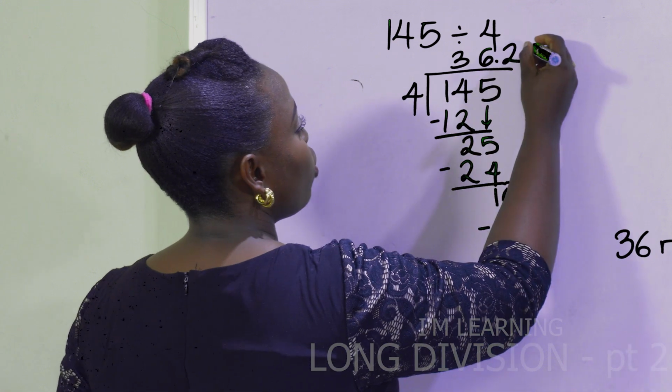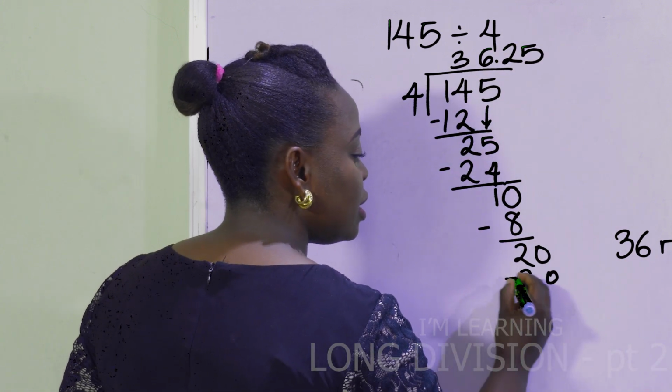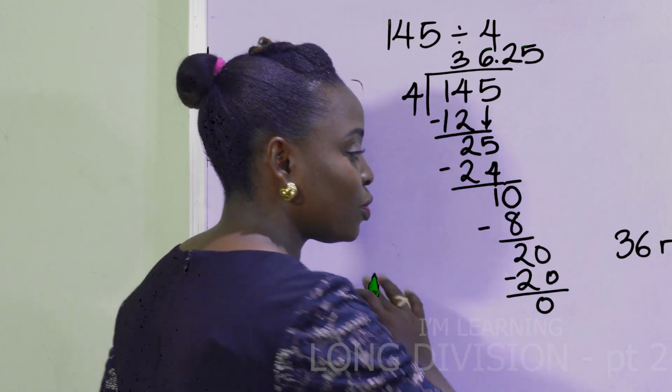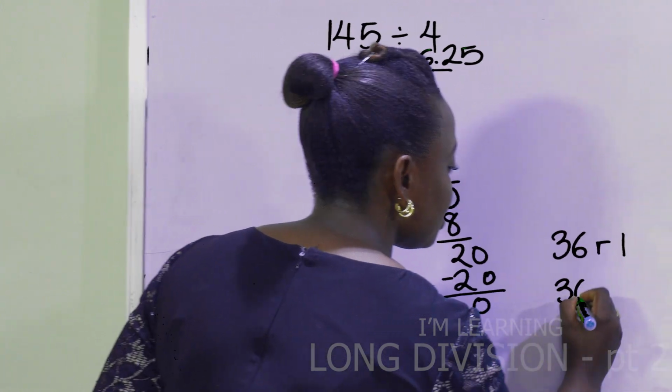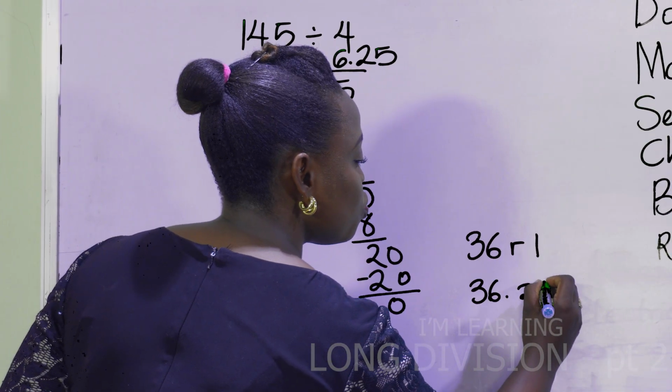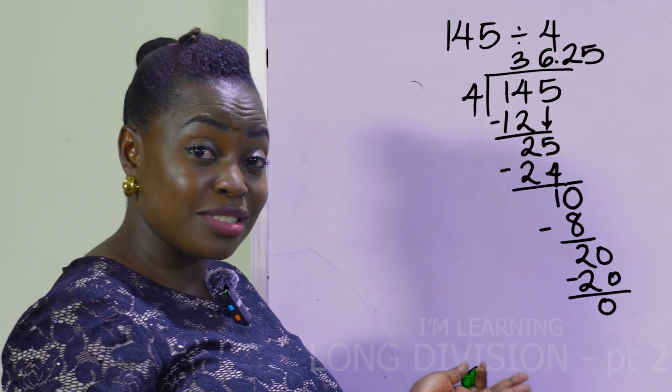20 divided by 4 is 5. 4 times 5 is 20. Do that subtraction, 0, and we're done. Now my answer is going to be 36.25 in decimal. It's really that simple.